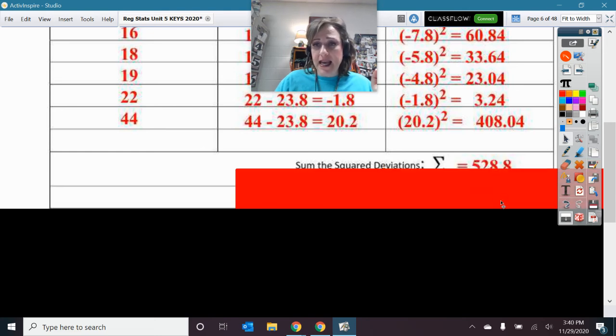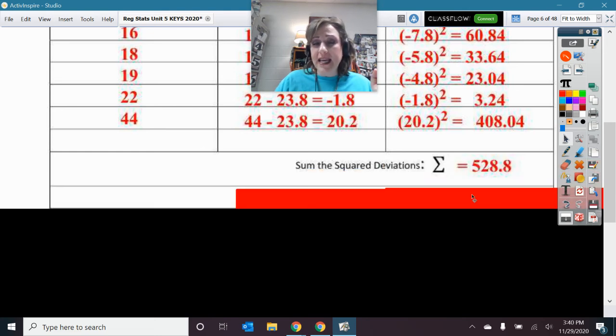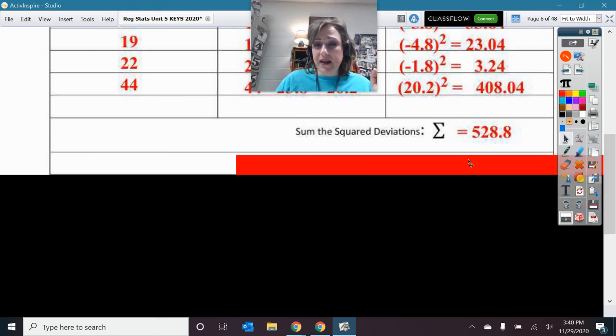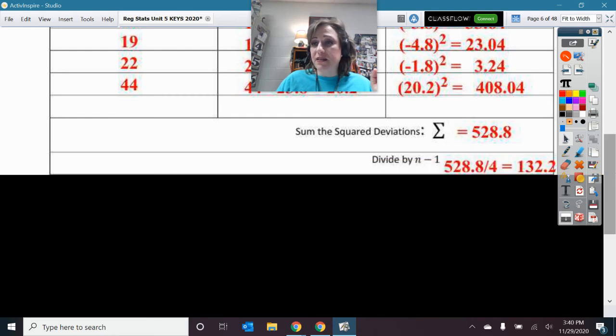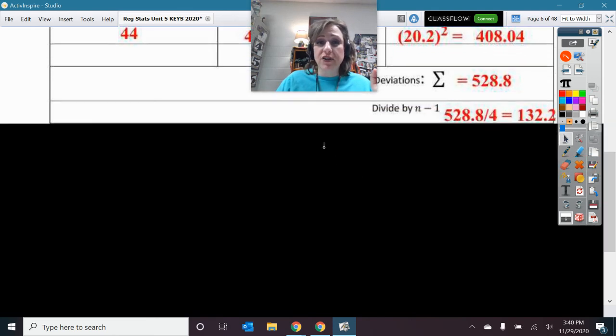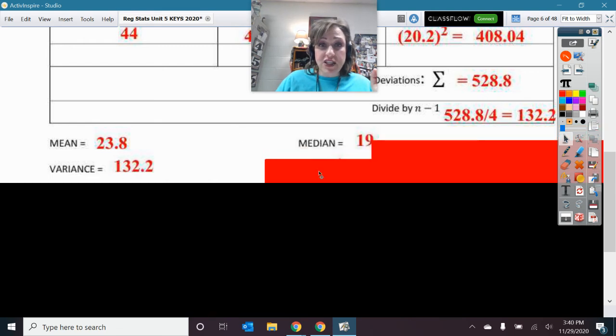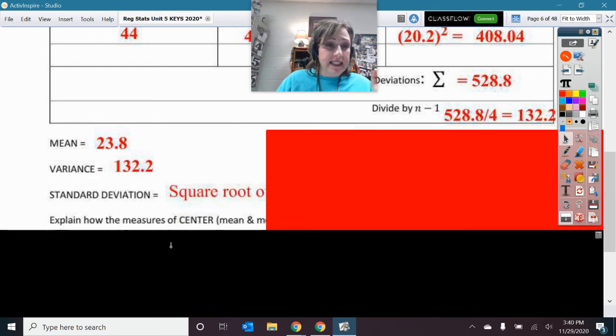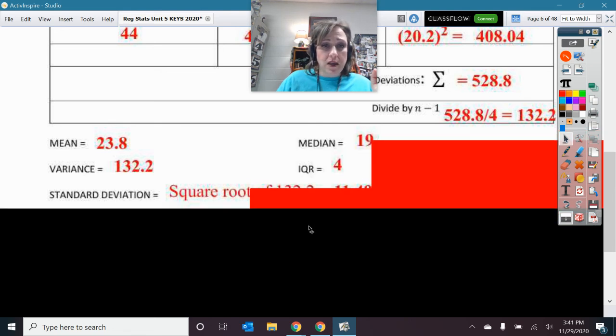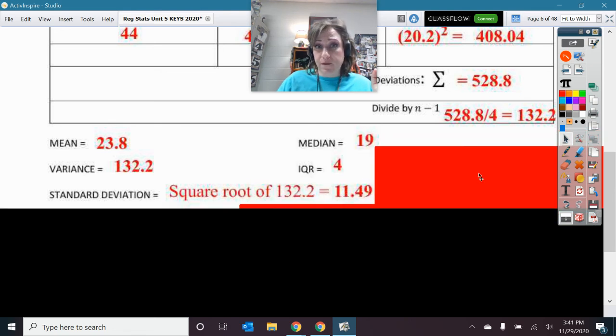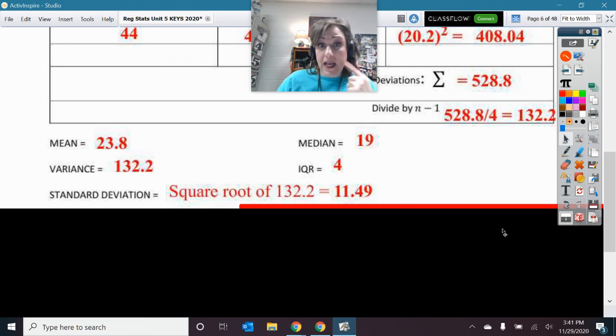All right, so we're going to sum up. That's the sigma, and I got a sum of 528.8. And then I'm going to divide by n minus 1. So I'm going to divide by 4 pieces of data. That gives me a variance of 132.2. But then I get the standard deviation by square rooting it, and I get 11.49.